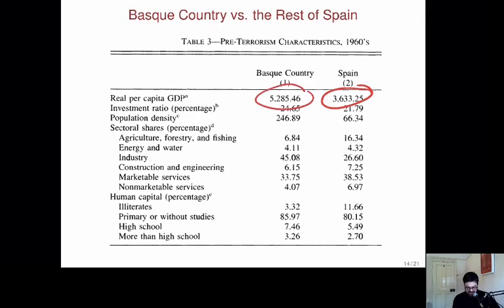Okay, so if you see, the Basque Country has a much higher population density than Spain. Its share of people working in industry is a lot higher, and you also have a higher educational attainment on average. So that all means that the average region in Spain is not a very good counterfactual for the Basque Country that actually had a much higher GDP and was doing better in many measures.